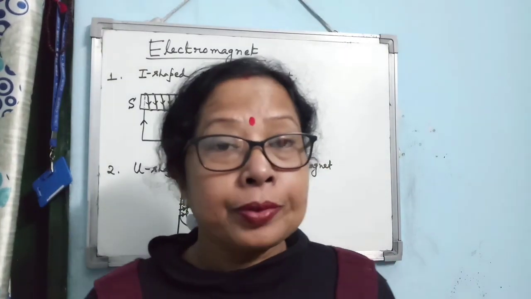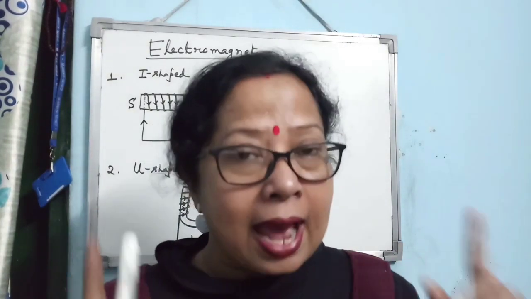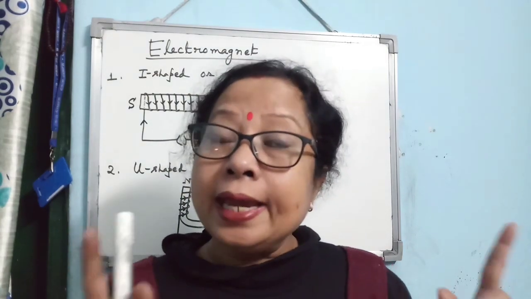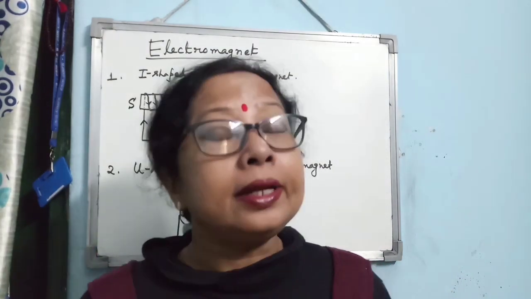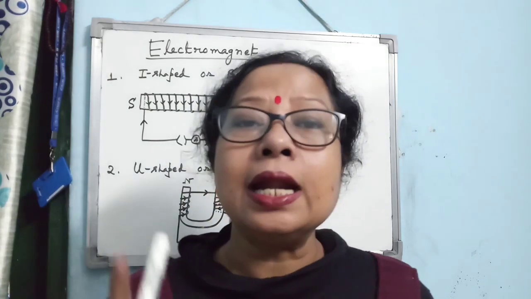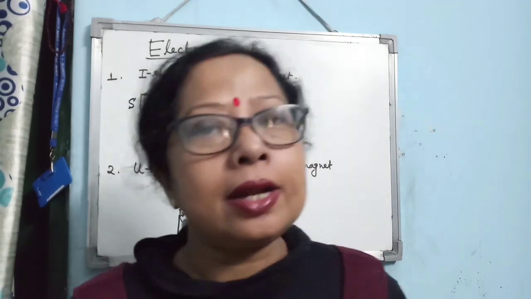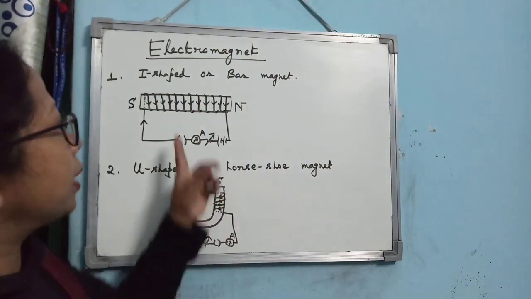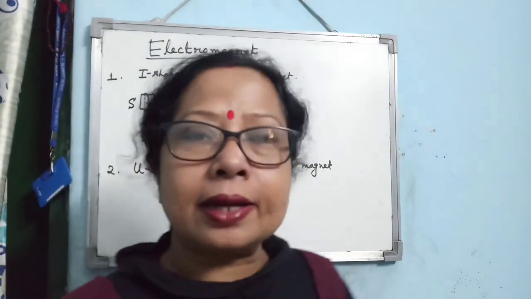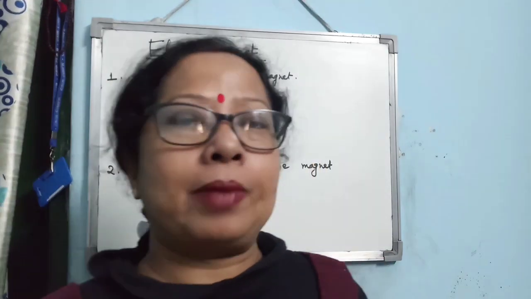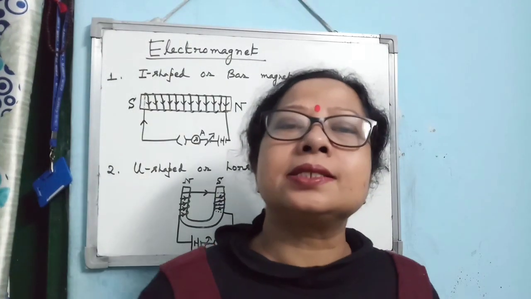Is that clear? You should have a very clear concept in determining the polarity of a particular end. Clear to everyone? So this is the way you can make an I-shaped magnet or a U-shaped electromagnet. Alright. Then the next is coming.